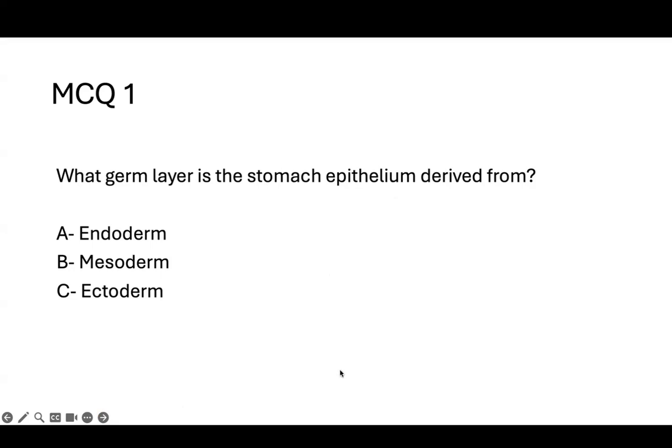What germ layer is the stomach epithelium derived from? Okay, we've got one answer. A, endoderm, from Noor. Any other takers, or anyone agree or disagree with Noor? No? Okay, let's reveal. It is the endoderm. Well done, Noor.